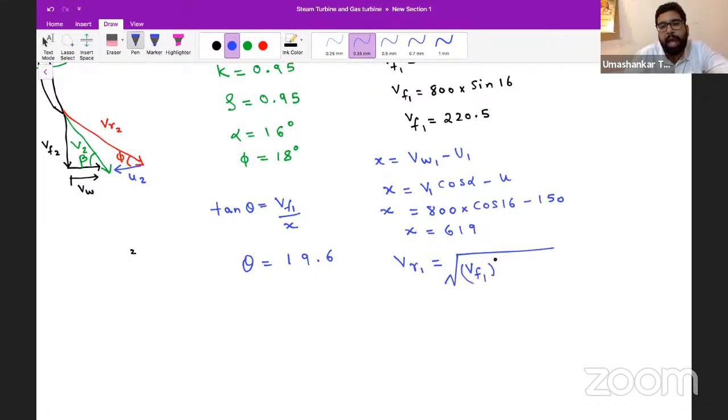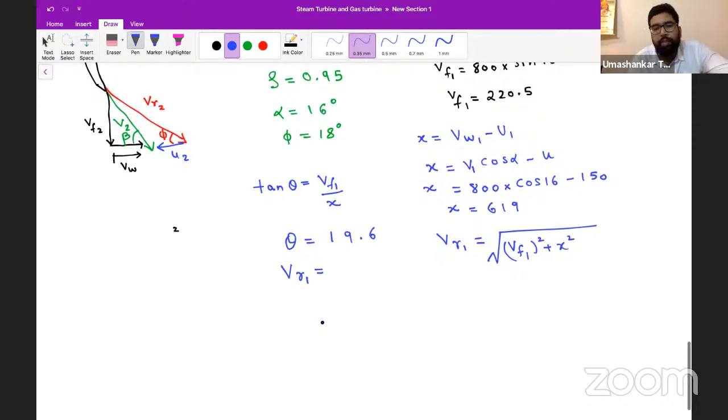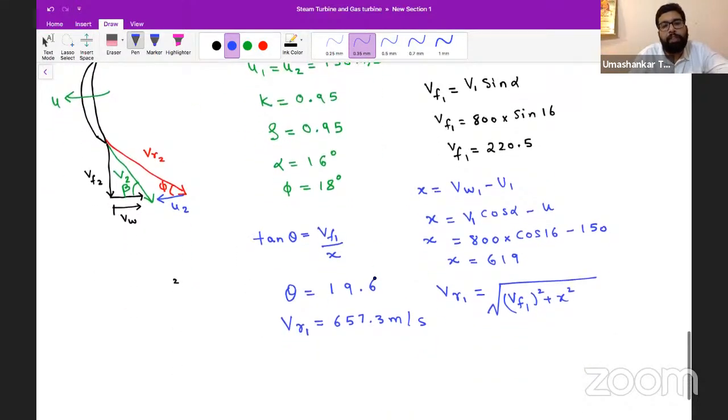So VR1 is the square root of Vf1 square plus x square. Is it or isn't it? We have the value of Vf1, we have the value of x. So can we have the value of VR1? Anyone can tell me? You are following this question, yes or no? So it is coming out to be, as you are telling me, 657.3 meter per second. All right, very nice. So we have the value of VR1.